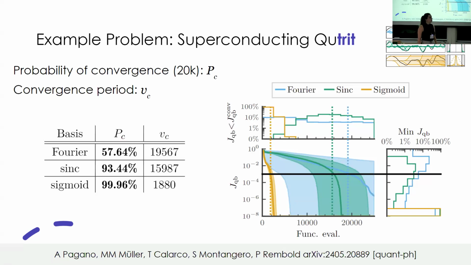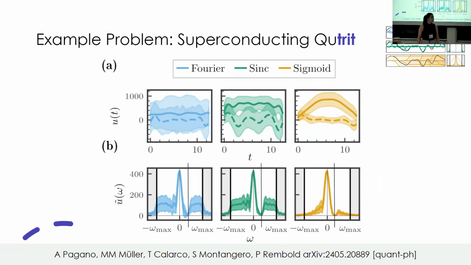So here we can clearly say that the convergence period, the time they take to converge, is lowest for sigmoid and highest for Fourier basis, and somewhere in between for sinc. And there's more than a factor of 10 between them. So here it really makes sense to pick a basis that works well for the problem. And we also see that the probability of convergence with our 25 time steps differs quite a bit. Okay, so why is that? We can interpret this a bit if we look at the average solutions produced by our optimizations.